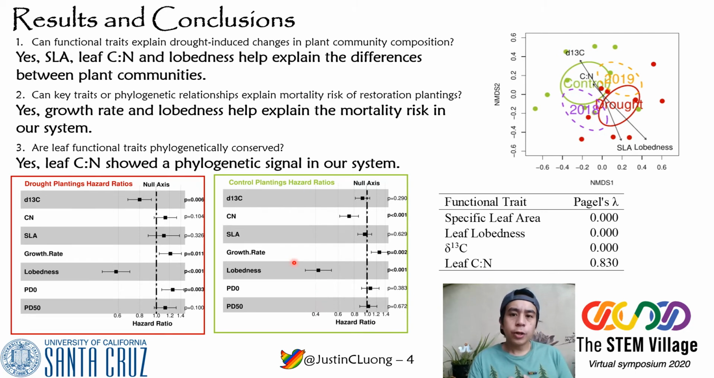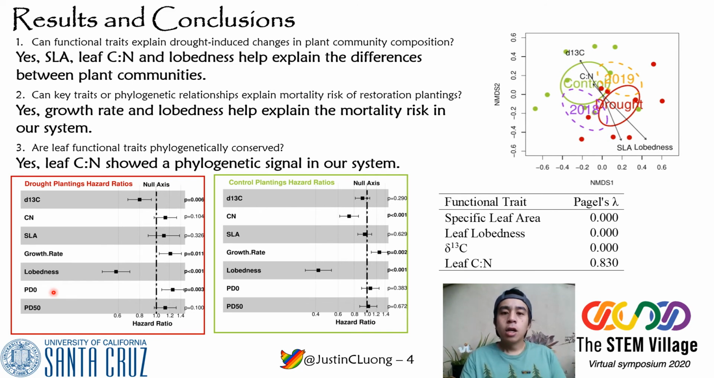In our system, increased leaf lobeness and slower growth rates were associated with decreased mortality risk, regardless of treatment. Certain traits like delta carbon-13, a proxy for water use efficiency, were only related to decreased mortality on drought plots, whereas leaf carbon-nitrogen ratios were only related to decreased mortality on ambient rainfall plots. Species that were more related were less likely to experience mortality on drought plots, but not ambient rainfall plots.